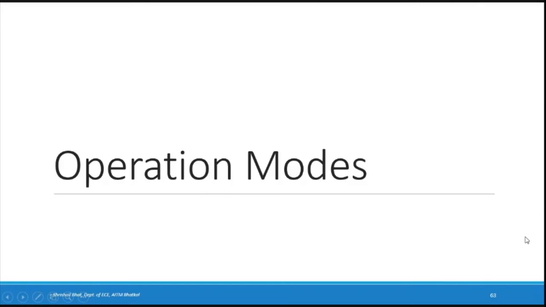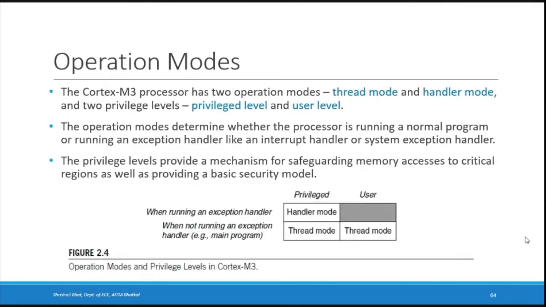Previously, we have seen the architecture of ARM Cortex M3, and in that we have seen the registers. What are the different registers in Cortex M3, and we have also seen the special registers, right? So today we will see the different operation modes of ARM Cortex M3. We had just discussed this when we had seen the control register.